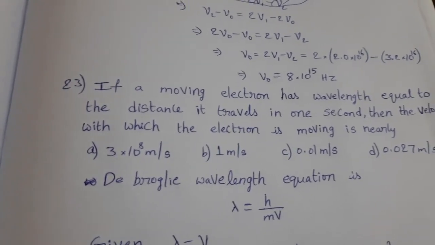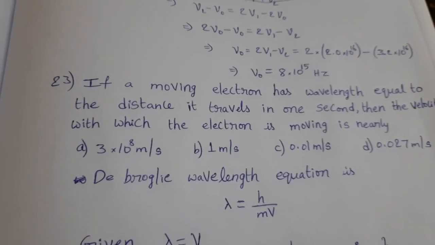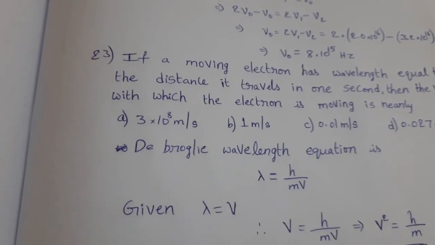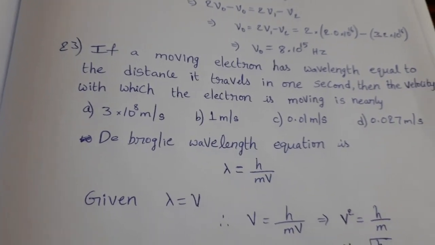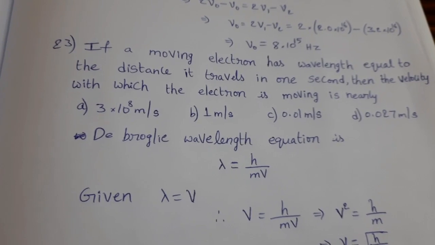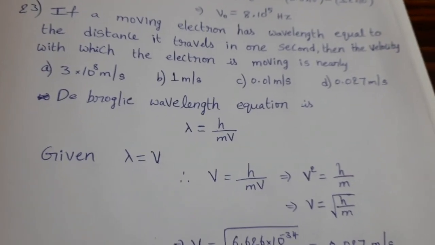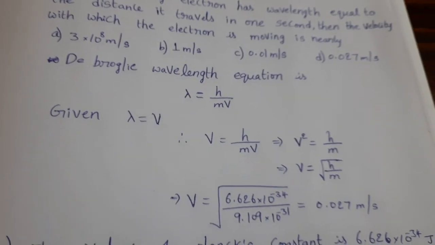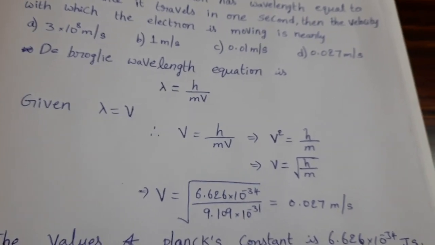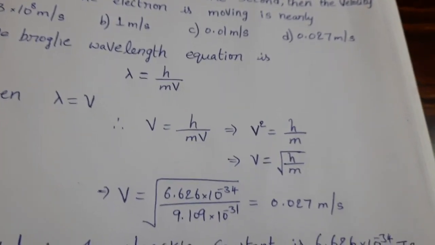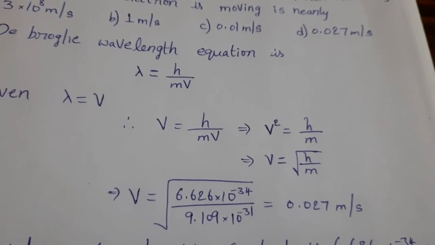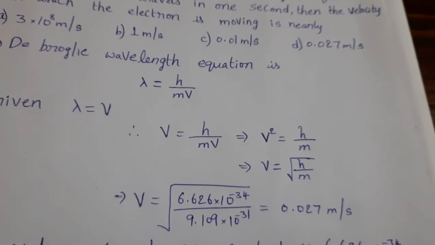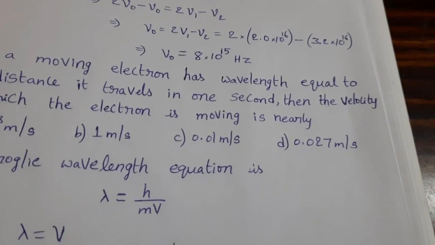See this, de Broglie wavelength equation is lambda equal to h by mv. Given lambda equal to v, so in place of lambda substitute v. Finally we can get v equal to square root of h by m. Substitute h value, m value, then we can get velocity 0.027 meter per second. So what is the option? Option D is the answer.